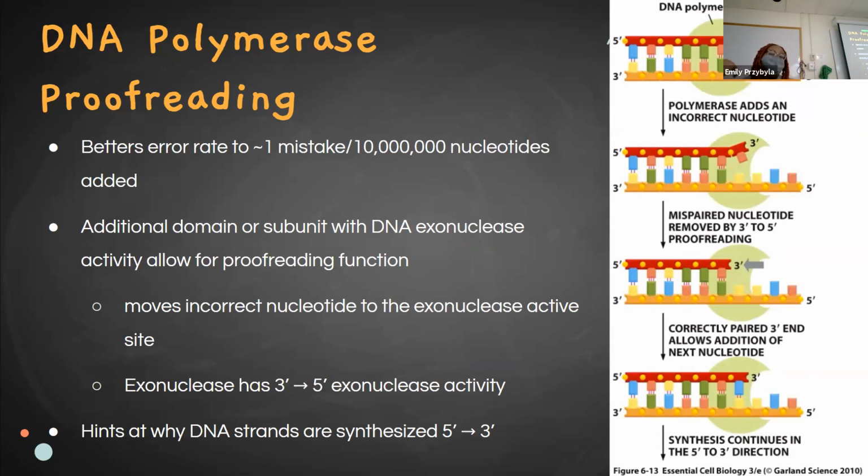The polymerase has an additional domain or subunit with DNA endonuclease activity. What does an endonuclease do? Anyone? It cleaves the wrong nucleotides. It just cleaves DNA generally. So our polymerase has an endonuclease domain or subunit, and it moves the incorrect nucleotide to the endonuclease activity site, which is where the enzymatic activity is happening. The endonuclease has a 3 to 5 activity, which kind of goes with why DNA strands are synthesized 5 to 3, because we kind of catch it. Does that make sense?